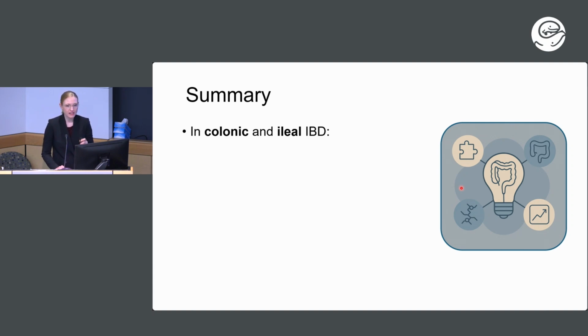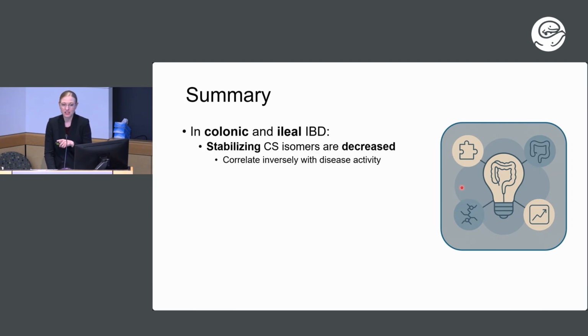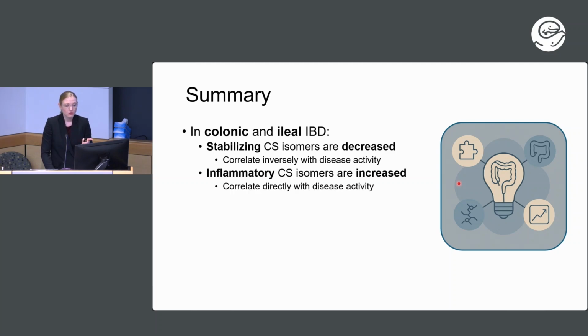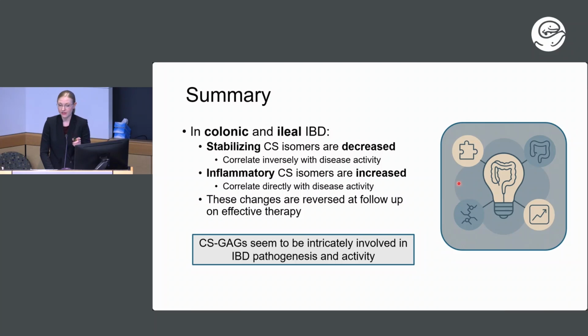So in colonic and ileal IBD, stabilizing chondroitin sulfate isomers are decreased, and these correlate inversely with disease activity, whereas inflammatory isomers are increased, correlating directly with disease activity. These changes are reversed at follow-up on effective therapy. So taken together, these suggest that pathologic CS-GAG alterations seem to be intricately involved in IBD pathogenesis and activity.